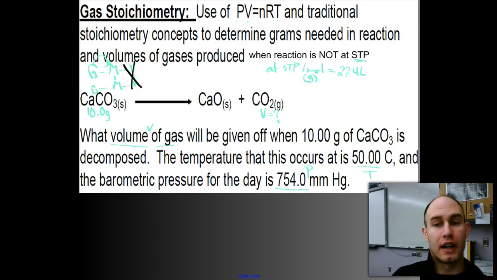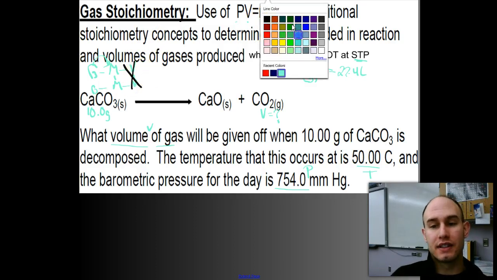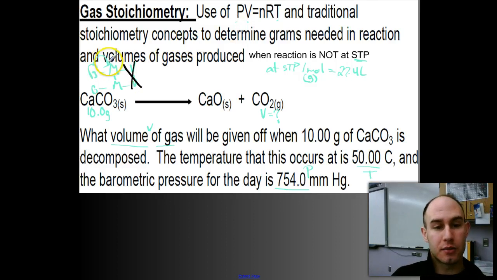This reaction is not happening at STP, so I basically have eliminated this side of my map for myself. So what I have to do instead is get from grams to moles and then moles to moles, so I need to get to moles of this, because remember, moles is N. If I can find N of CO2, then I can plug in my temperature and pressure, and I can solve for the volume, which is your unknown, at those new conditions. So let's go ahead and do that.